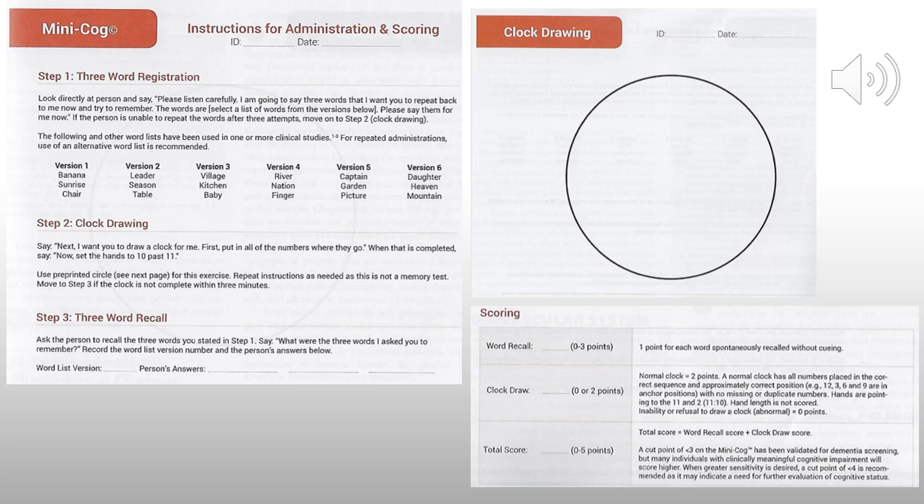The scoring, as I said earlier, is easy. For every word they recall, they get a point. For a normal clock, they get 2 points. And if those numbers are correct, then you give them the full score, and then you add those scores up, and that gives you the total score. Anything less than 3 has been validated for dementia screening, but if you want to be a little bit more sensitive, NSQIP has recommended to use less than 4.